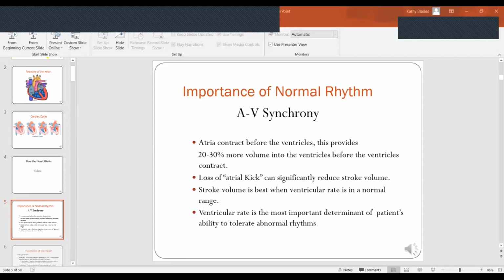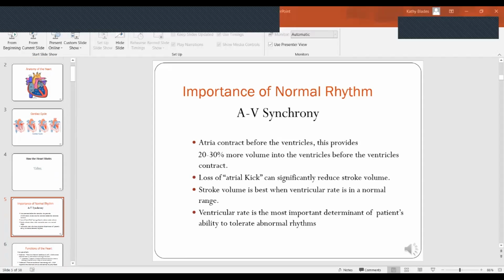Okay, so the importance of a normal rhythm. The atria contract before the ventricles. This provides 20 to 30% more volume into the ventricles before the ventricles contract. The loss of atrial kick can significantly reduce the stroke volume. Stroke volume is best when ventricular rate is in a normal range, and the ventricular rate is the most important determinant of a patient's ability to tolerate abnormal rhythms.